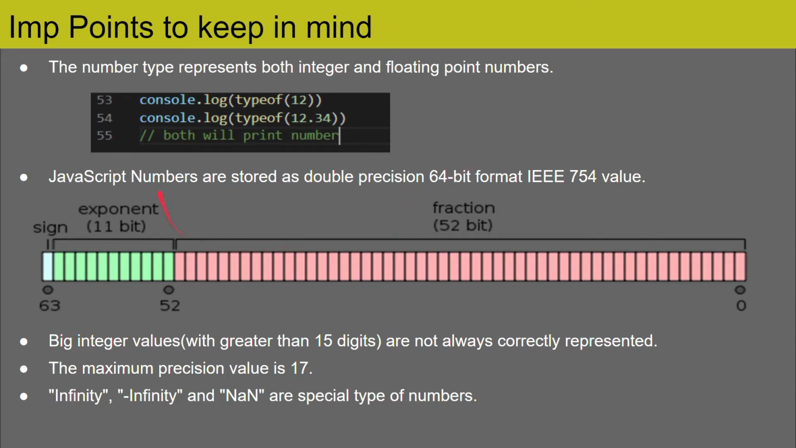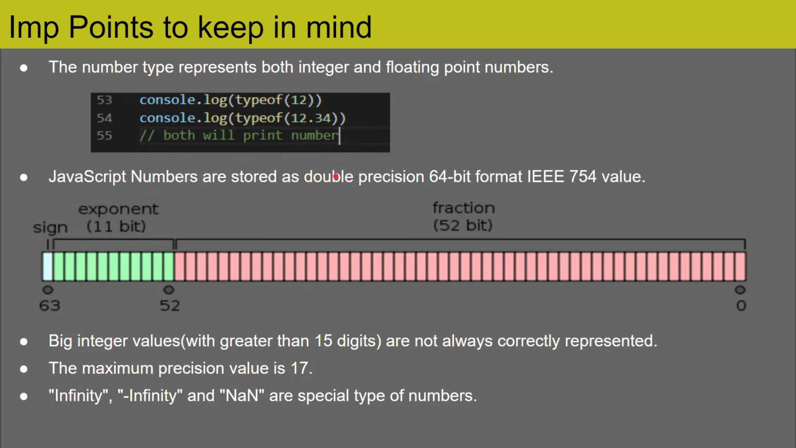So if you run these two lines, where in the first line I have used an integer value and in the second line I have used a floating point number or a decimal number, then both these statements will print number as the type. So I'm using the typeof operator to find the type of the given value. So we don't have any separate data type for storing floating point numbers.